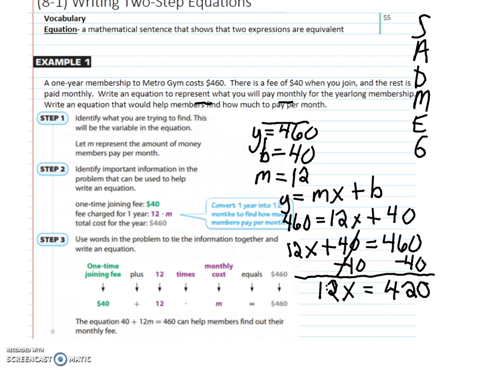420. Okay, well, what is the 12 and the x doing? Well, they are multiplying. The opposite of multiplication, or the inverse of multiplication, is division. So I'm going to divide both sides by 12. When I do that, I'm going to get x is 35. And what that means is that they would pay $35 each month. Okay, let's take a look at the next one.